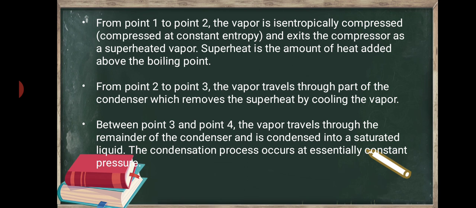So the points are explained here. From 1 to 2, the vapor is isentropically compressed, that means constant entropy, and exits the compressor as a superheated vapor. From 2 to 3, the vapor travels through the part of the condenser which removes the superheat by cooling the vapor, and from 3 to 4, the vapor travels through the remainder of the condenser and is condensed into a saturated liquid.